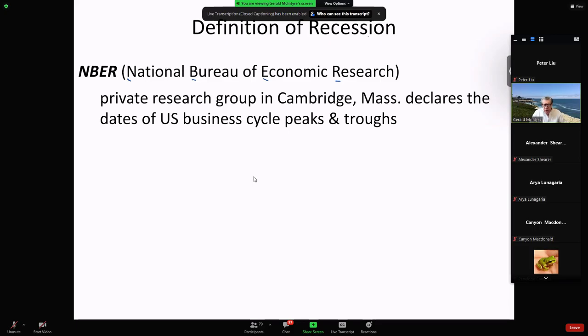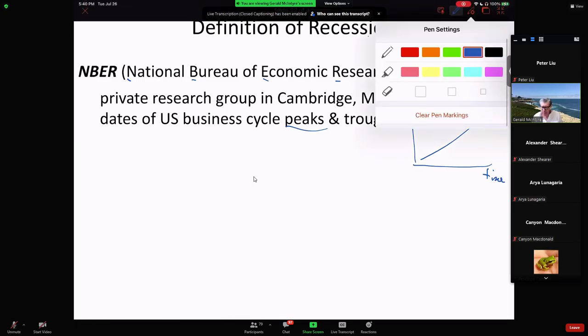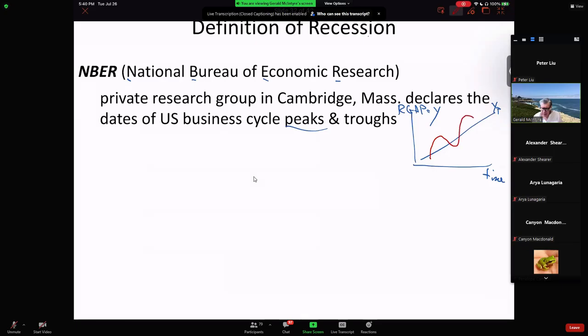The NBER, this research group in Cambridge, declares the dates of business cycle peaks and troughs. Okay, so a peak is something like this. Here's time, and here's real GDP, our variable y, and here's the trend line, yp, right? And then the economy fluctuates around that, something like this. And this point here is a peak, and this point here is a trough.